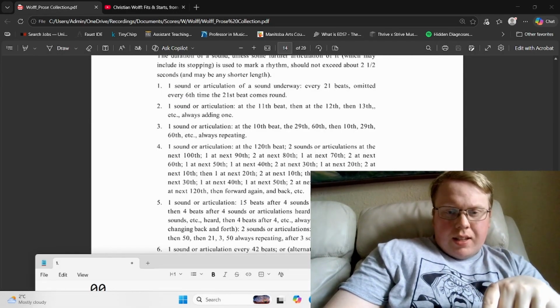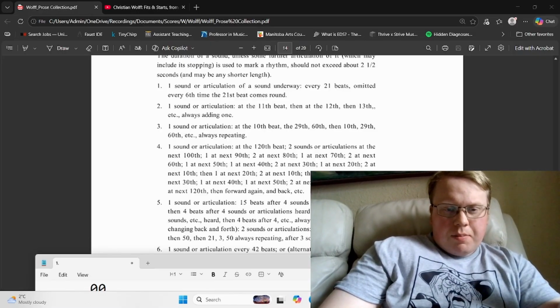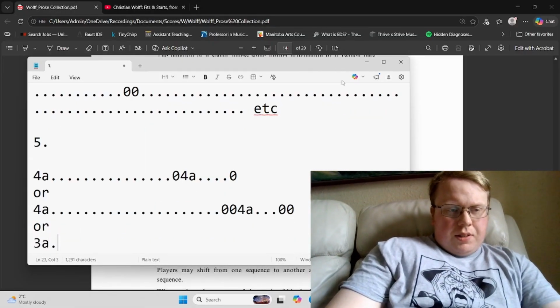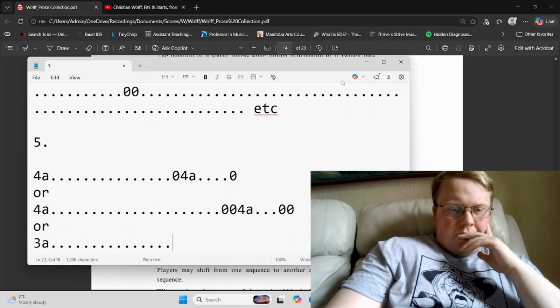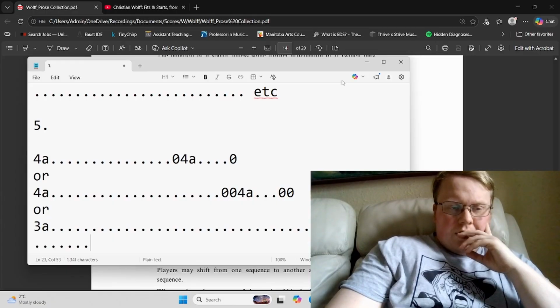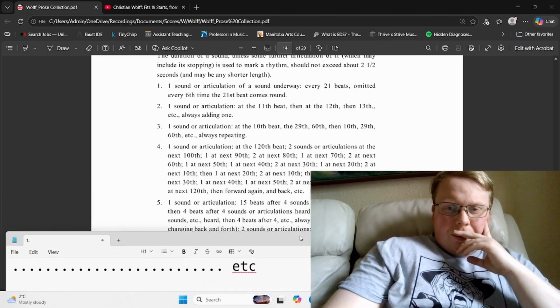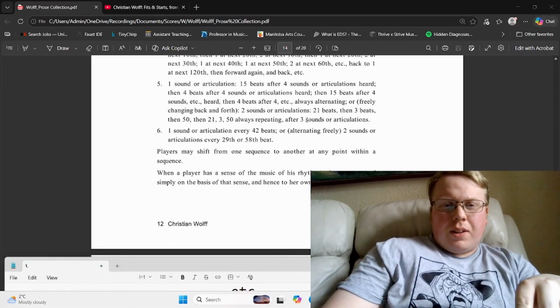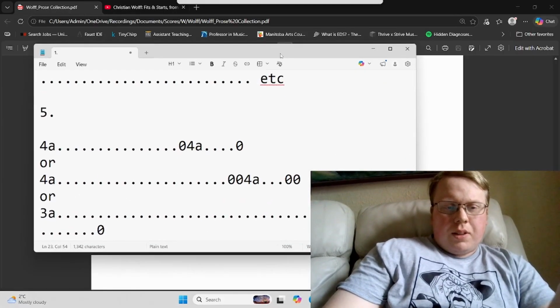Okay, so this one, it's after 3 sounds or articulations, and it's a pattern 50, 21, 3, 50, 21, 3. 3 articulations, 50. And how many do you make? I keep reading the other one by mistake. So what am I looking at here? Okay, I'm totally confused.